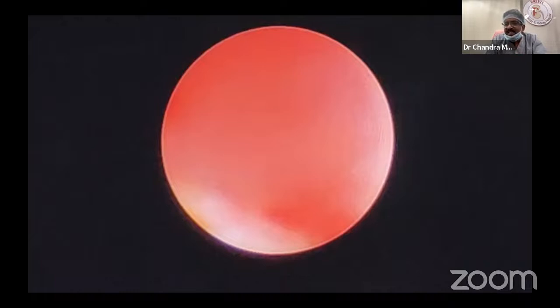This is not the best case I have done, but these are the points which will help the juniors. Now I try to see the medial and lateral aspects of the stone by moving the nephroscope. That I will share now. Like this.